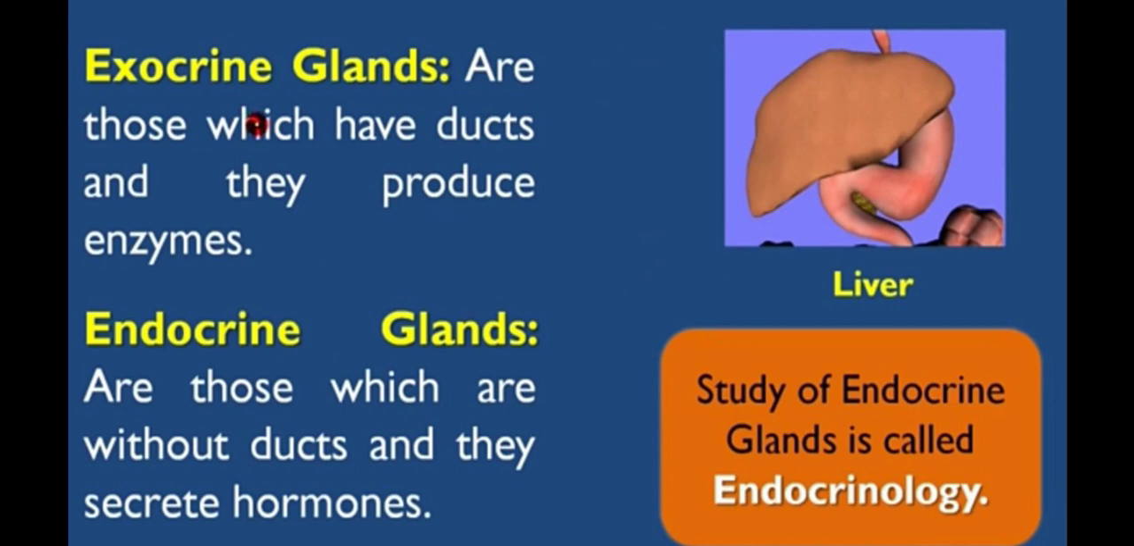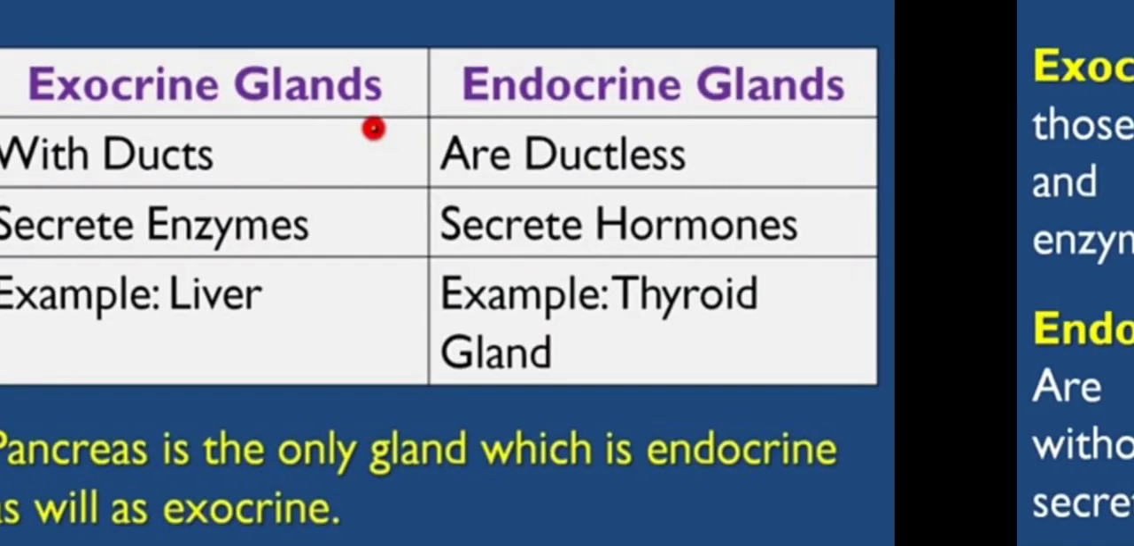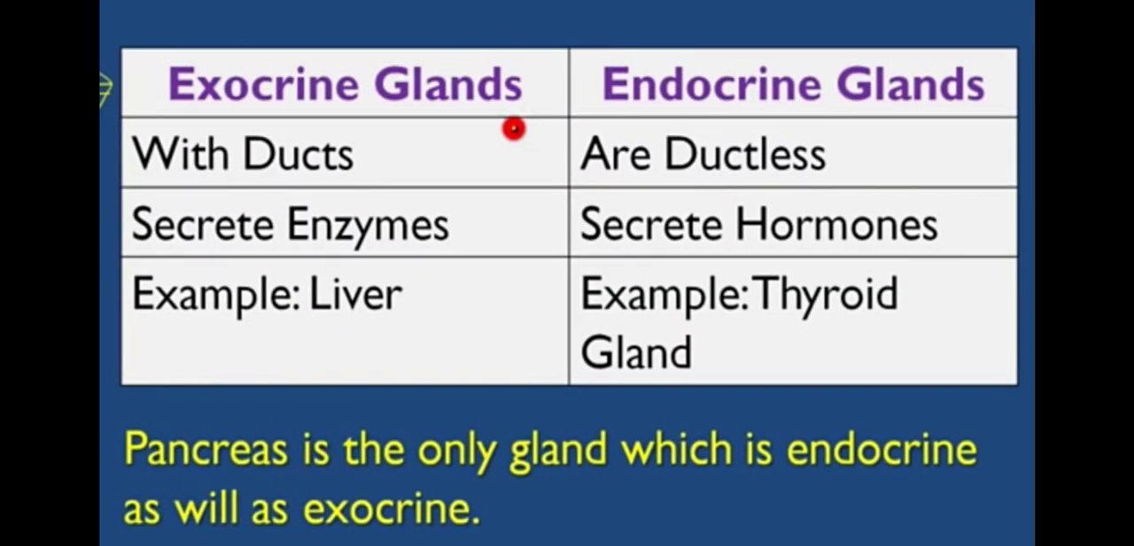The study of endocrine glands is known as endocrinology. Now, here is the basic difference between exocrine and endocrine glands. Exocrine glands are with ducts, endocrine glands are ductless. Exocrine glands secrete enzymes, whereas endocrine glands secrete hormones. Example of exocrine gland is liver, example of endocrine gland is thyroid gland. Pancreas is the only gland which is both endocrine as well as exocrine.